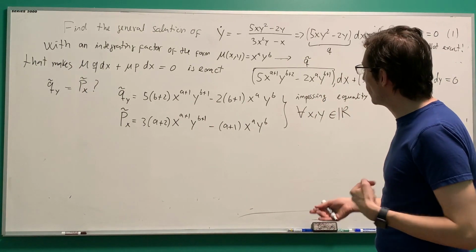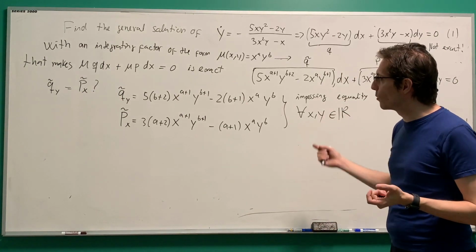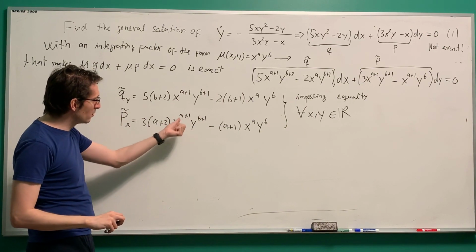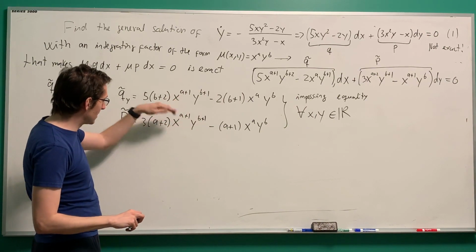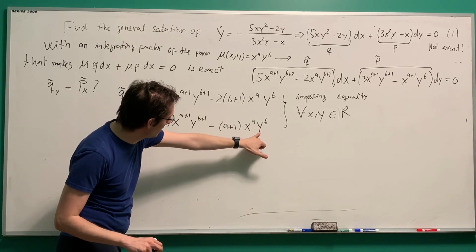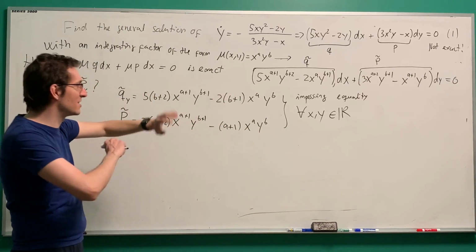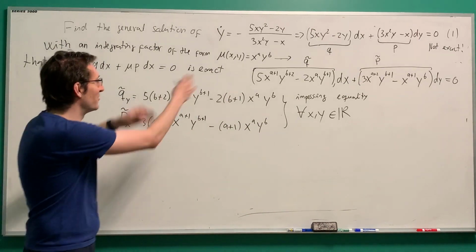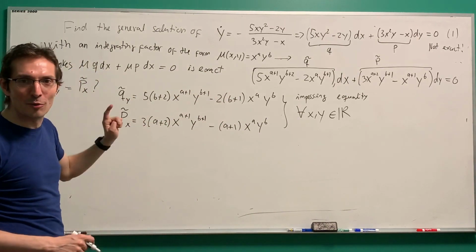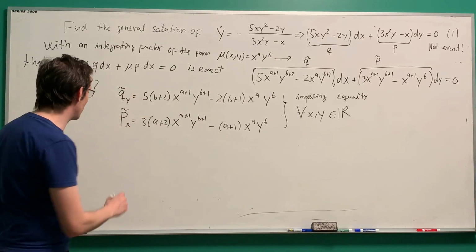So I impose that they're equal, and if they're equal for all values of x and y, the only way they can be equal is if the coefficient of x to the a plus 1, y to the b plus 1 in both cases is the same, and the coefficient of x to the a, y to the b is the same in both cases. Otherwise, there's no way they would be equal, because there are different powers. They need to be equal coefficient by coefficient. All right, that gives me 2 equations for the 2 unknowns. Let's equate these 2 coefficients.